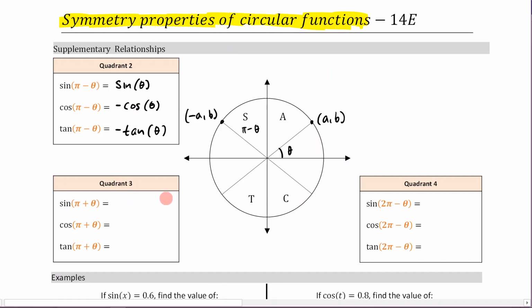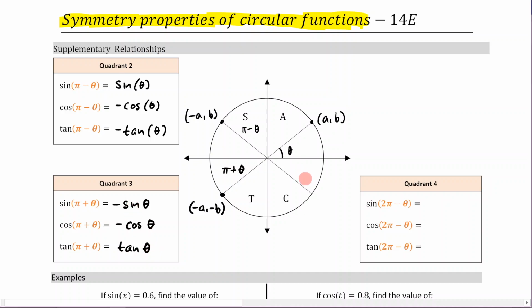For our next one, we come to quadrant 3, in which we have, now remember, this is pi plus theta. That's the angle that you need to burn into your brain. You need to associate that with quadrant 3. We know that for here, both are going to be negative. So that means I'm going to get negative sine. I'm going to get negative cos. And I'm going to get, now here's the important part, positive tan. And the reason why is because I'm dividing two negatives.